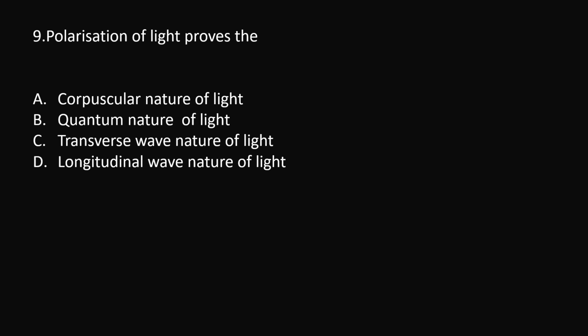Polarization of light proves. Options: corpuscular nature, quantum nature, transverse nature, longitudinal nature. Among these, option C is the correct one, transverse nature, because only transverse waves can be polarized. So it proves transverse nature of light.